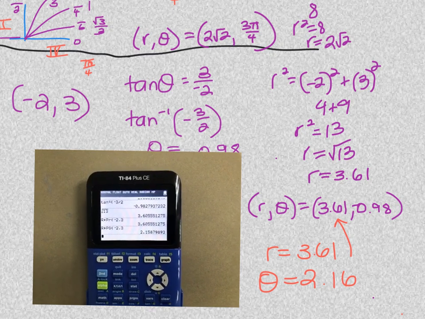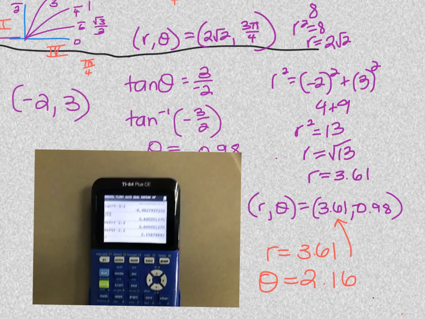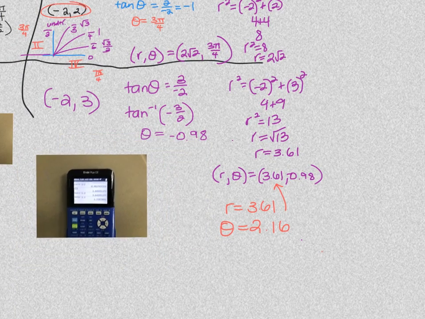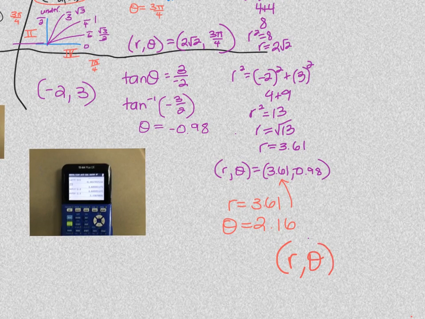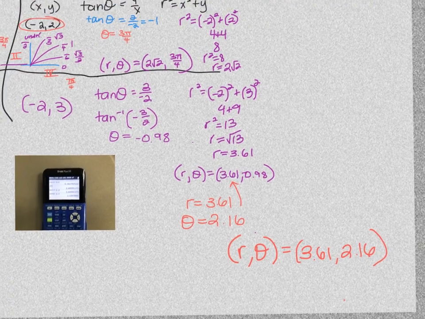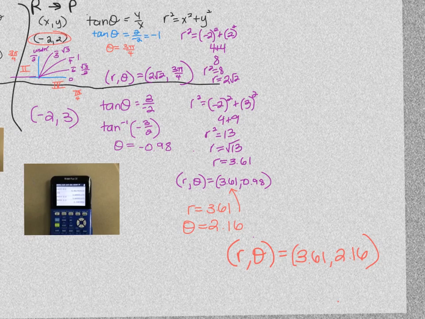With me so far? All right, that does not match what I got, right? Think about why this is happening. So this time I'm saying r, theta is actually 3.61, comma 2.16. Which one of those do you think is right? Which calculator one? The first one was if we only use scientific. The second one was if we actually use the menu, the graphing calculator. Why?